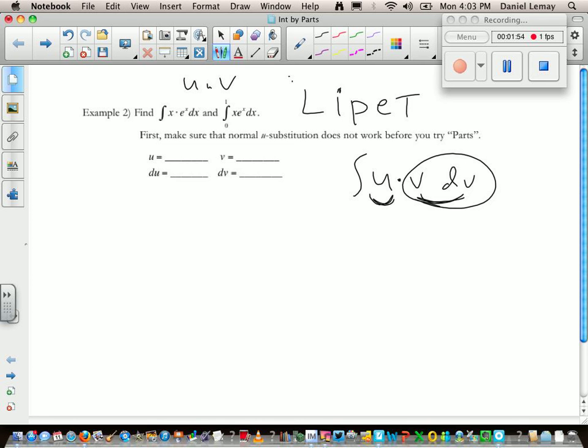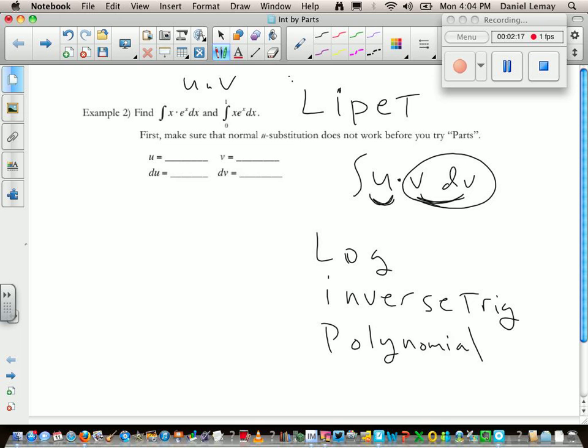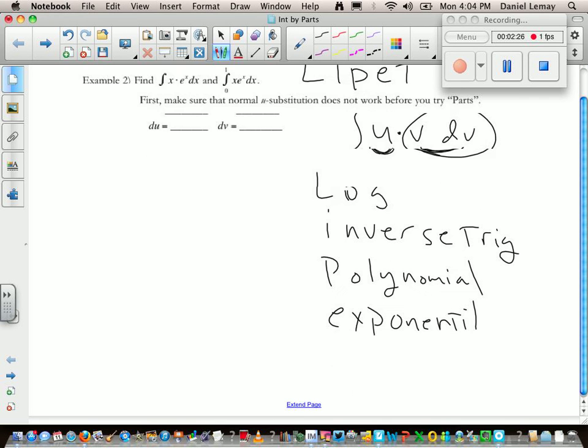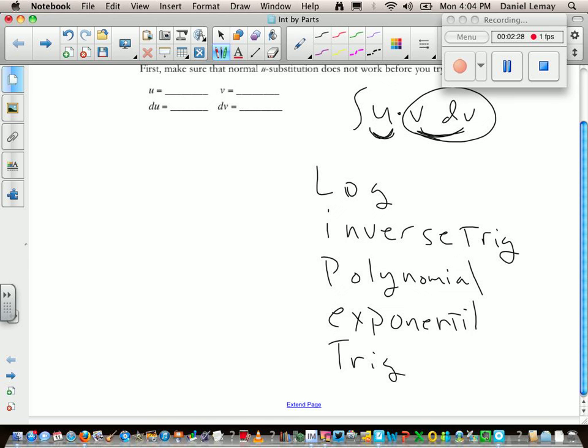So this is what you're going to use for u. The L stands for a log function, ln or logarithm. The I stands for inverse trig. So if you have an inverse trig function, you want to choose that for u. P is a polynomial. That's what we have going on here. E is exponential. And the last one is the trig function. Okay, so this is what you want to choose for u. LIPET.